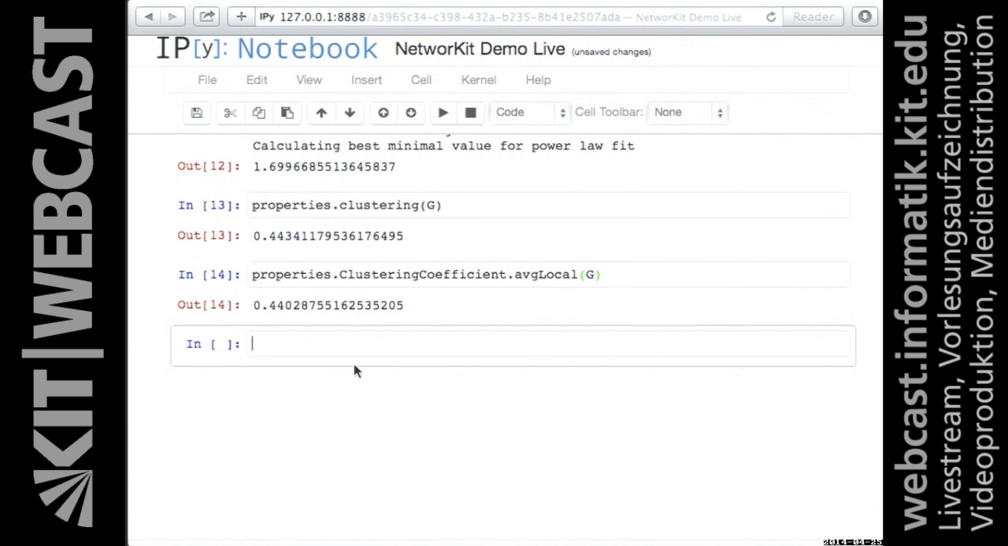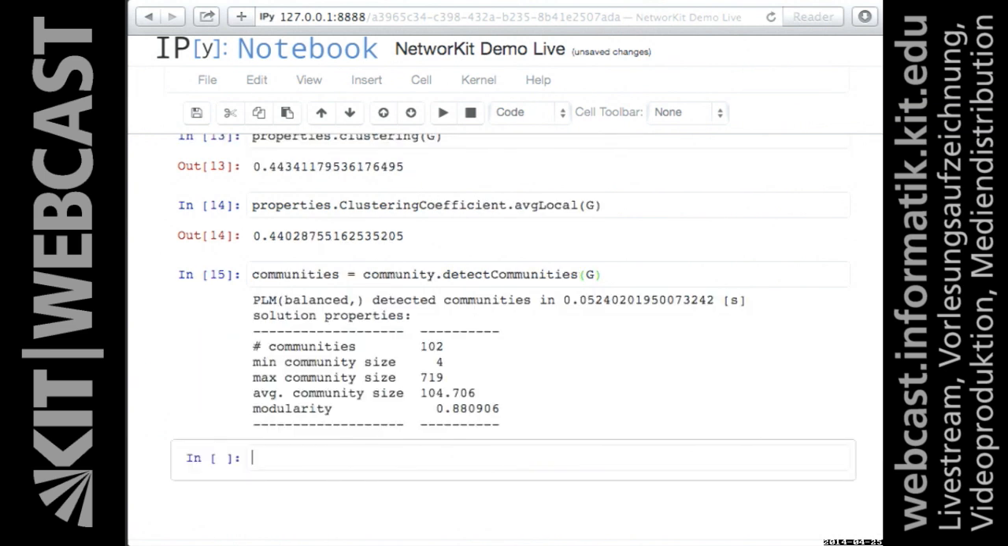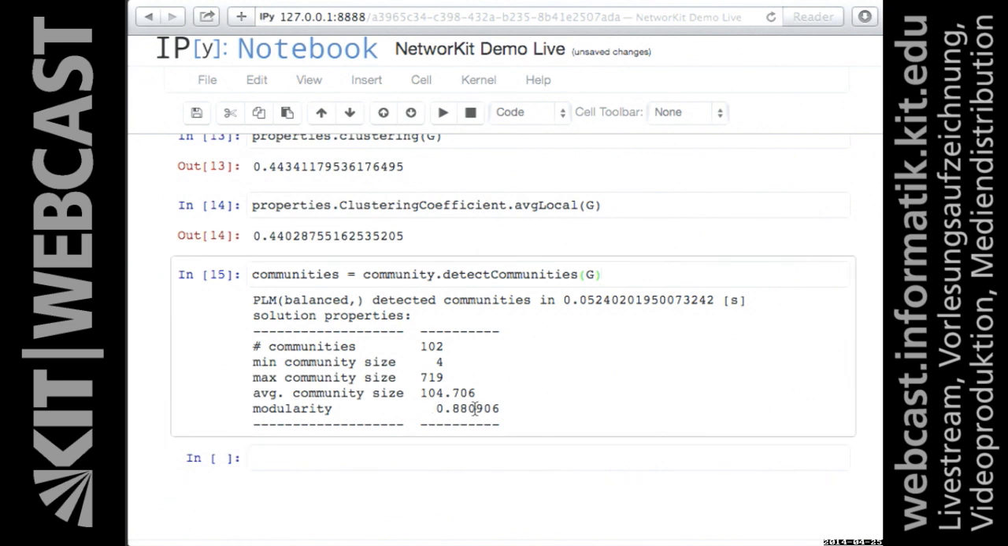Okay, what else can we do? We can try to perform community detection. Because it's a social network, we expect to find communities, because that's what people tend to do. So by default, this applies the parallel Louvain method on the graph. And we get about 100 communities and a modularity value of 0.88, which means it's quite a distinctive modular structure present in this graph.